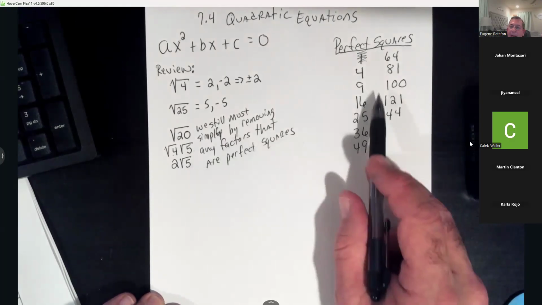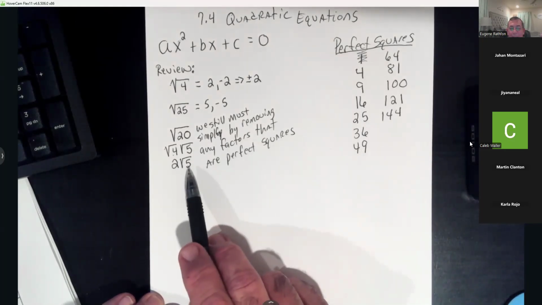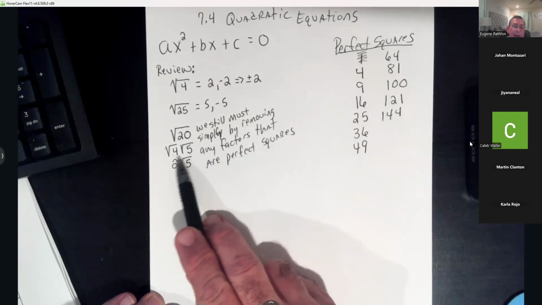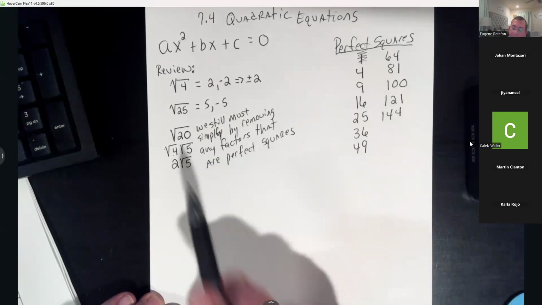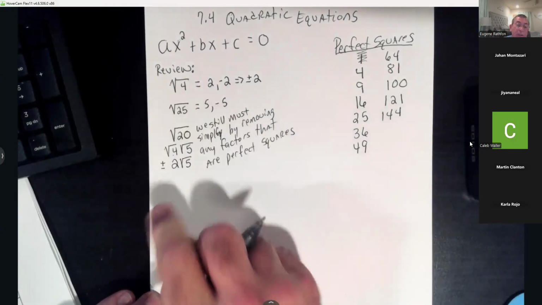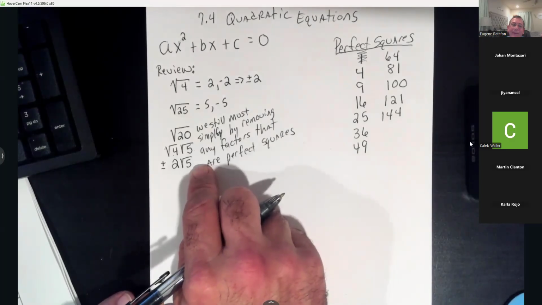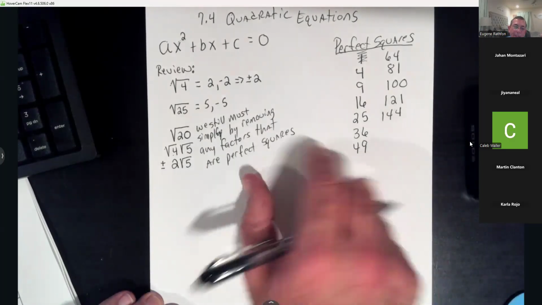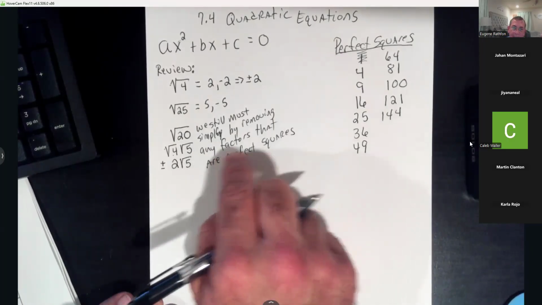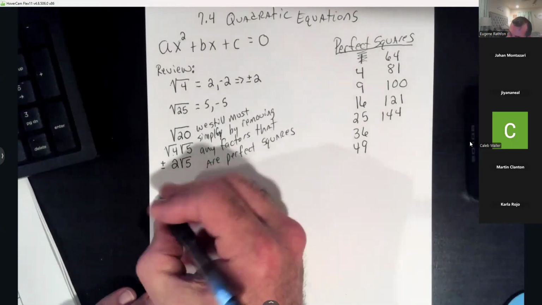Now, the 5 does not have any of these factors to make a 5. Actually, 5 is a prime number. So we know this one cannot simplify any further. Now, y'all, this one could also be a plus or minus 2 square root of 5, okay? So now that we're dealing with equations, we got to take into account positive and negatives for those. So y'all, let's see what y'all do on this one.